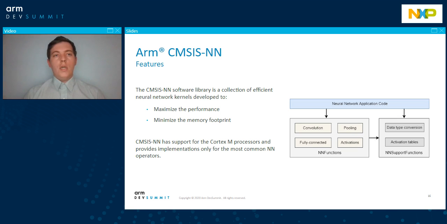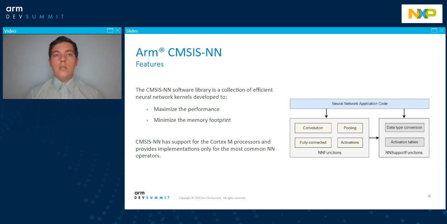So first of all, CMSIS-NN, a couple of words about CMSIS-NN. So CMSIS-NN is a software library, basically a collection of efficient, manually optimized kernels, which are developed to maximize the performance by using specialized hardware instructions like SIMD, that is single instruction multiple data, which are instructions capable to process multiple data operands at once, and also to minimize the memory footprint by mostly using 8-bit integer operations.